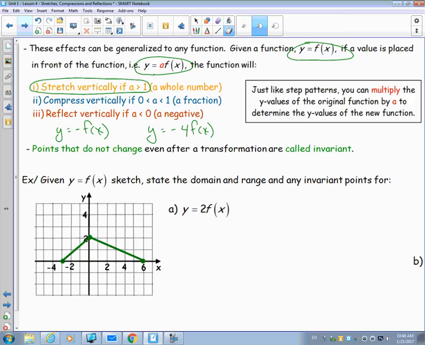Now, I talked about we can't use the idea of a step pattern necessarily, but we can use lots of the same ideas from quadratics. In quadratics, we multiplied 1, 3, 5 by the value of a, because those were our vertical values.